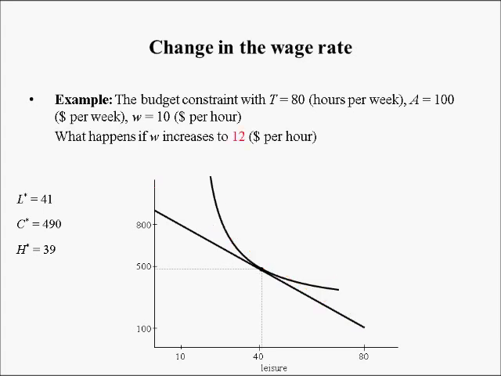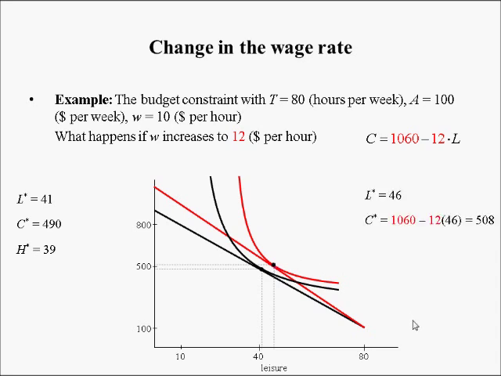What happens if W increases to 12 and we have a different individual? Again, the budget constraint rotates clockwise. And again, you can draw the new indifference curve anywhere along the budget line inside this indifference curve. This time I drew it down here. It looks like leisure is about 46 hours. Consumption would be 508, and hours worked would be 34.